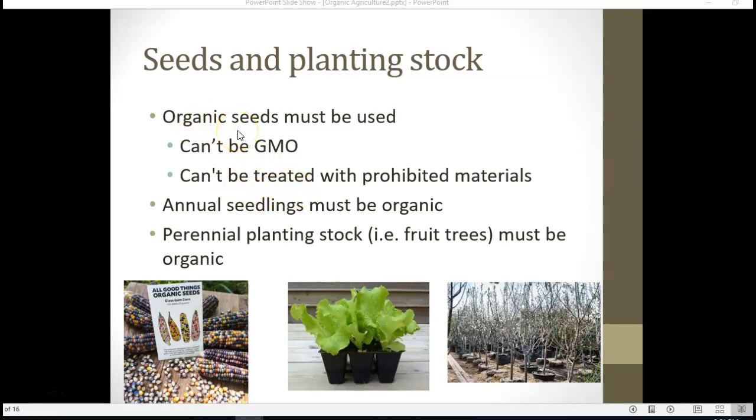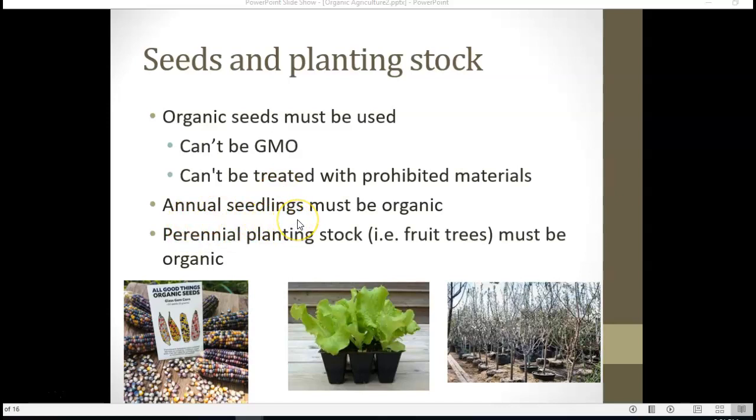Over time, not all seeds have been available in organic form, and so that's been an important part of the USDA National Organic Program: if you couldn't find organic seed, as long as you were able to document that you tried at least 3 different seed companies, you would be allowed to use conventional seed. But again, it could not be genetically modified, and it could not be treated with materials like fungicides to protect the seed from mold.